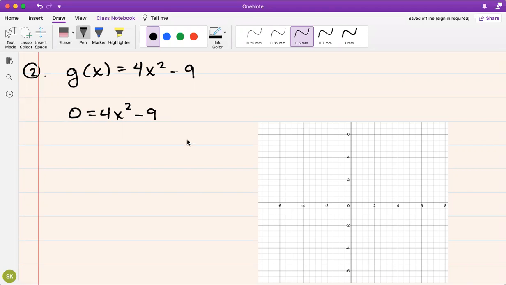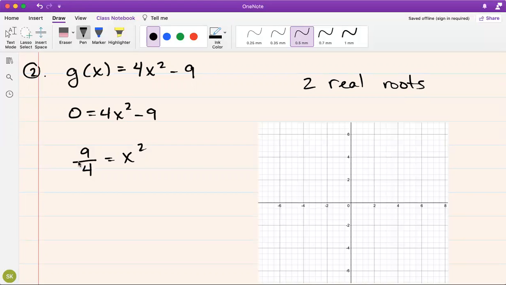And what can I do? Well, I can move the 9 to the other side and divide by 4, and that'll give me x squared equals 9 over 4. Notice that I have a positive number on this side. And to find the roots, I would just take the square root. And this is a positive number, so I'm going to get 2 real roots. I could also use the quadratic formula, and we're going to do that a little bit later.